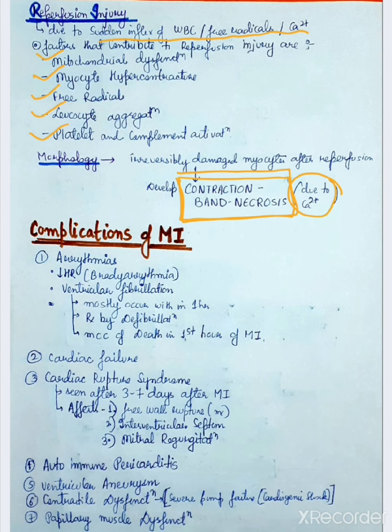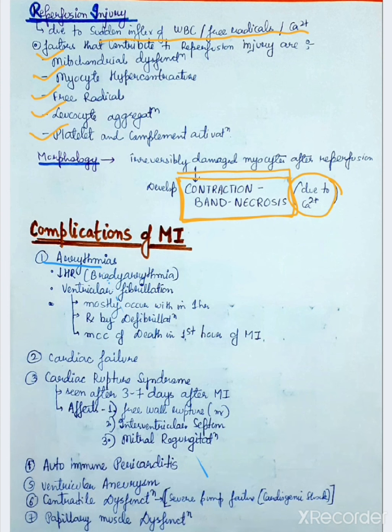Now let's learn about the complications of MI. So the first complication is arrhythmia, which can be the decreased heart rate, which is bradyarrhythmia, and ventricular fibrillation, which mostly occurs within 1 hour, treated by defibrillation, and is the most common cause of death in the first hour of MI.